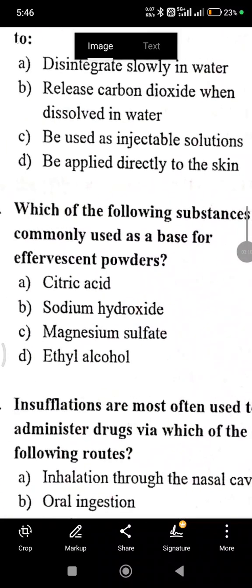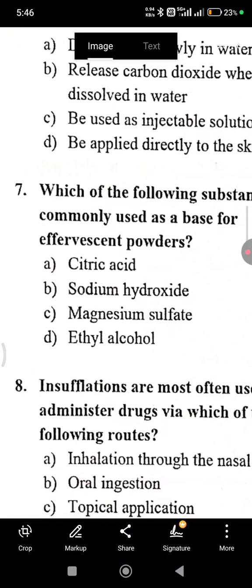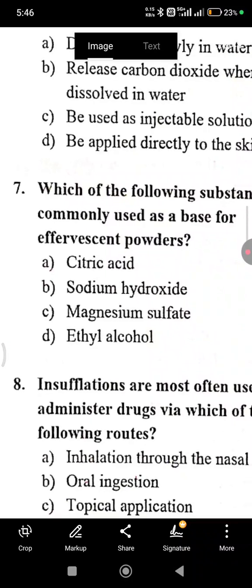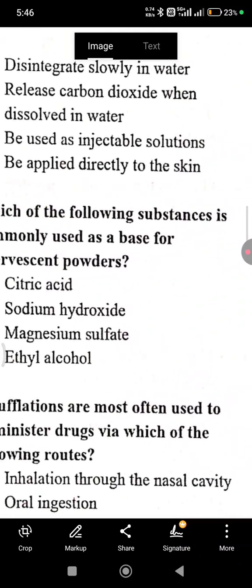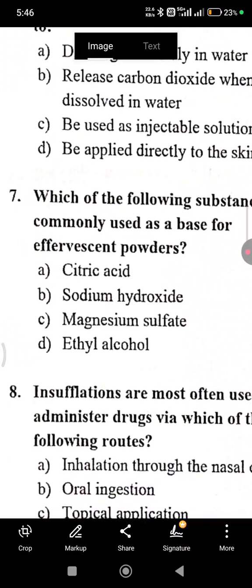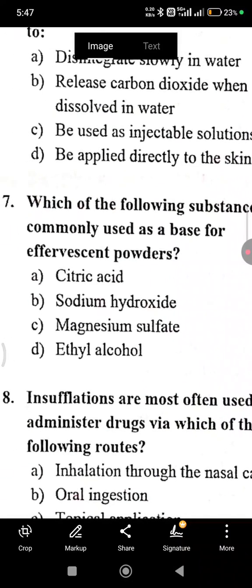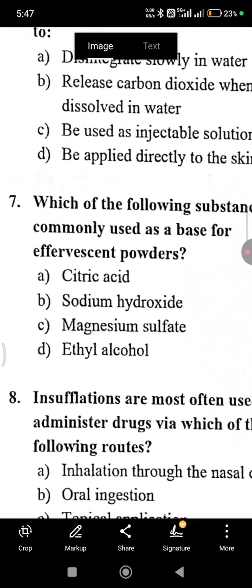Let's go to question number 7. Which of the following substances is commonly used as a base for effervescent powders? Option A, citric acid. Option B, sodium hydroxide. Option C, magnesium sulfate. Option D, ethyl alcohol. That is option A, citric acid.